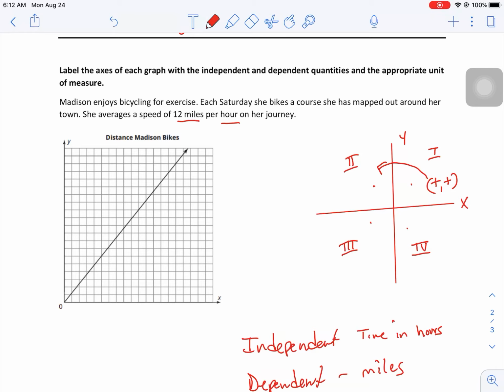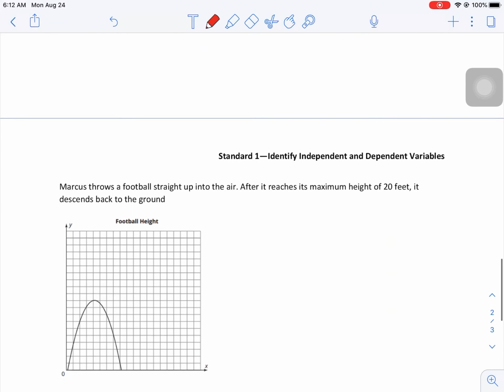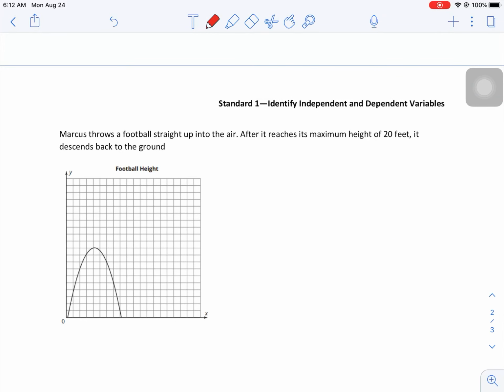So now we're going to label the axes, okay? What we're going to do down here for the x axis, we're going to say time in hours. And for the y-axis up here, we're going to say miles. Pretty simple. So then down here, Marcus throws a football straight up into the air. It reaches a maximum height of 20 feet, and it descends back down to the ground. Now, what they didn't give you, and I'll help you out here, is the time.